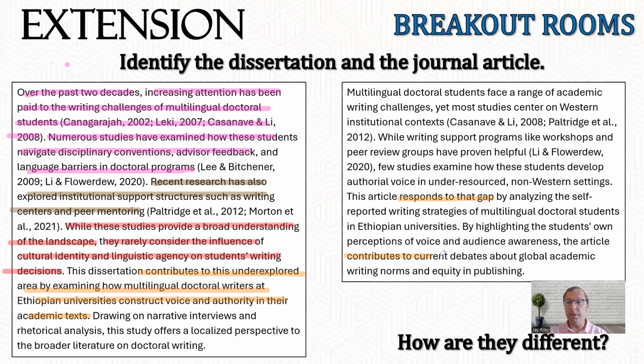The article contributes to current debates, and that's something else. You know, with research articles, we want to talk about current relevance. That's so important. About global academic writing norms and equity in publishing. So we're positioning that relative to current social needs.